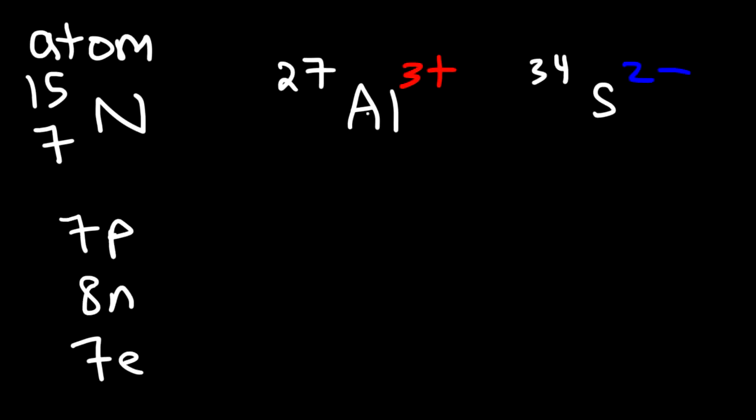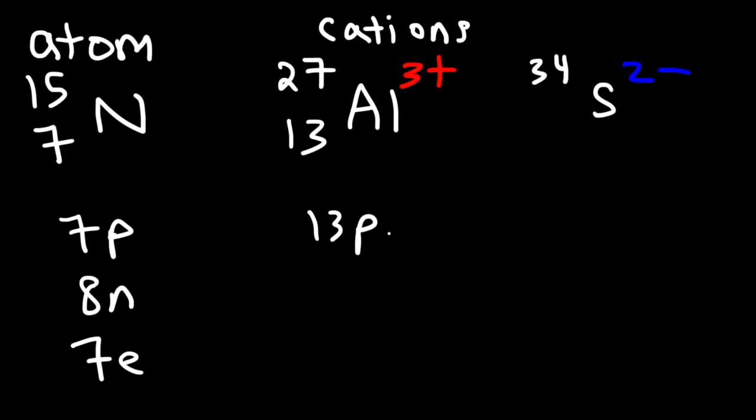Now, in the case of the aluminum cation, keep in mind cations have positive charges. We need to determine the atomic number first, and we can find that in the periodic table. So if you look up aluminum, you'll see that the atomic number is 13, which means that it has 13 protons. Now, if we subtract 13 from 27, that will give us 14 neutrons.